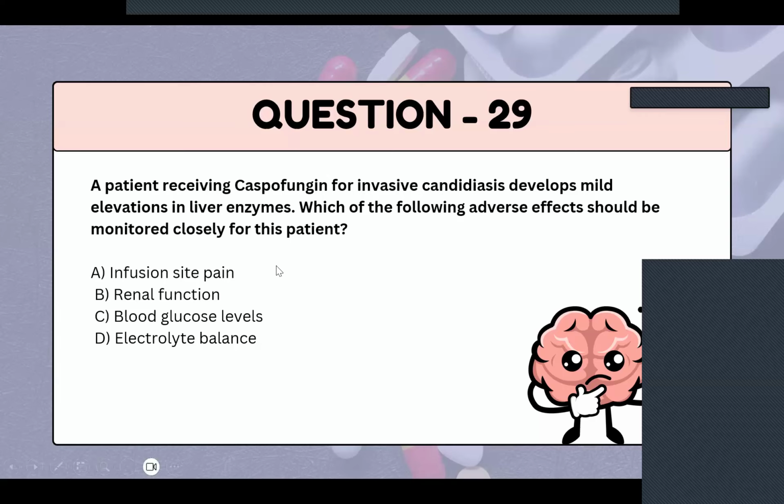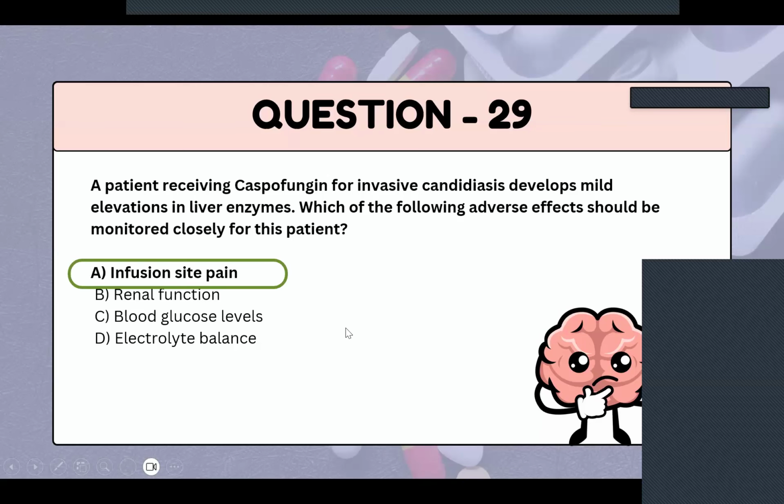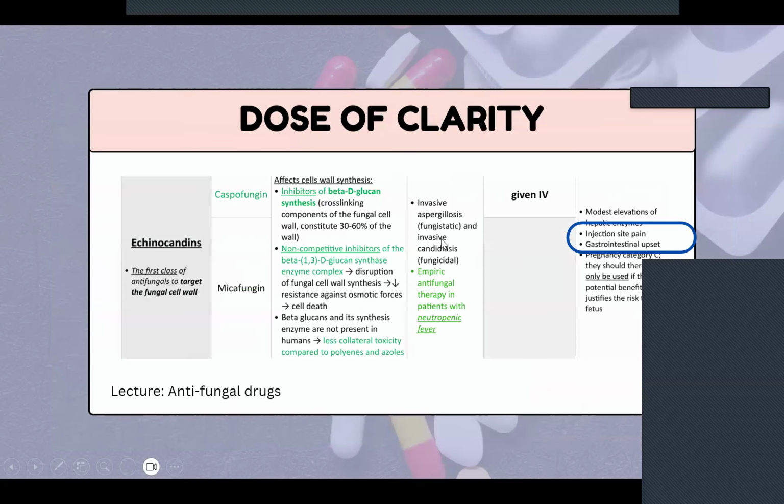Okay, yes, you're right. So the answer is A, infusion site pain. That is because we administer echinocandins through IV, and one of the adverse effects is injection site pain. And that is something we need to monitor for. As for renal function, this drug has a favorable safety profile when it comes to renal function. So that can't be the answer.